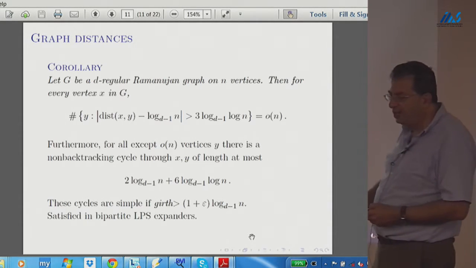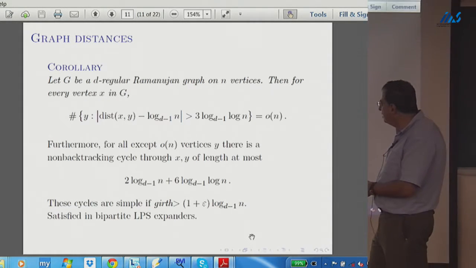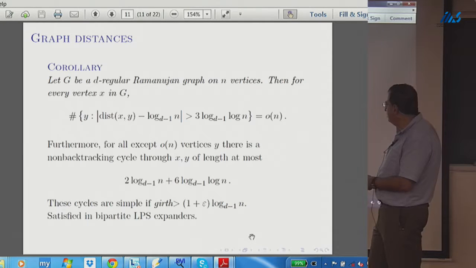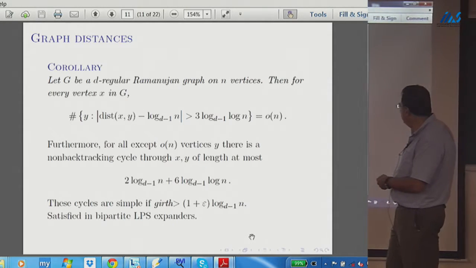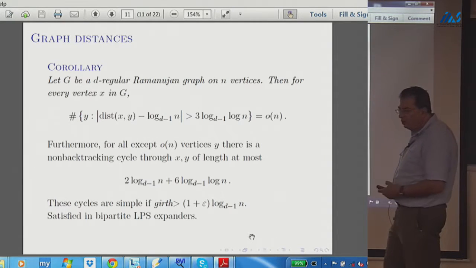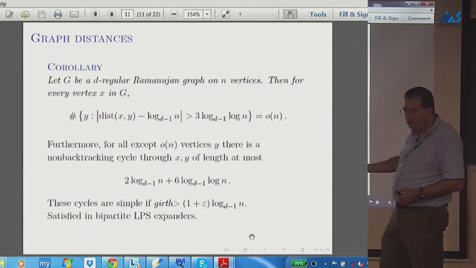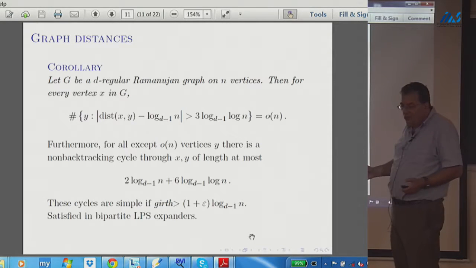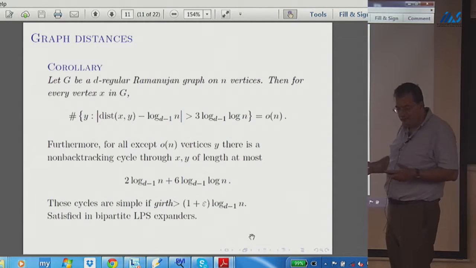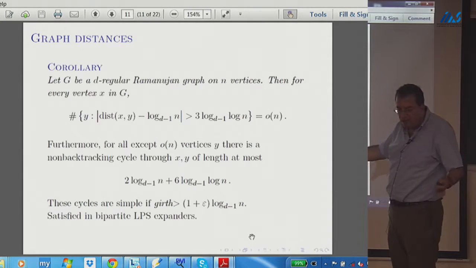fix a base vertex x. Most vertices y are within distance log_{d-1} n, in the sense that the number that are further away than log_{d-1} n, up to some lower-order term, is little o of n. So there can be vertices that are further away, but they're a negligible fraction. For any base vertex, most vertices are close by. If you were to go shorter than that, then trivially you would only capture a small fraction of the vertices. So the first time you have a chance to capture most vertices, in fact, you do.